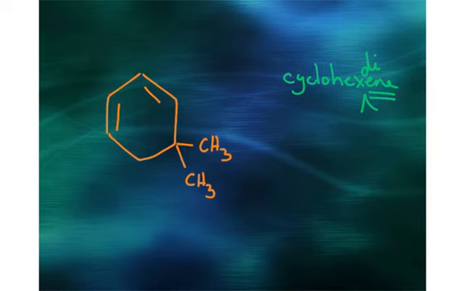If I put the di in front of hex, that means 2 times 6 carbon rings. Or in front of the cyclo, same thing. I'd have 2 times 6 carbon rings. It's only the ene, the double bond, that's actually duplicated. So that's where I'm going to put the di.